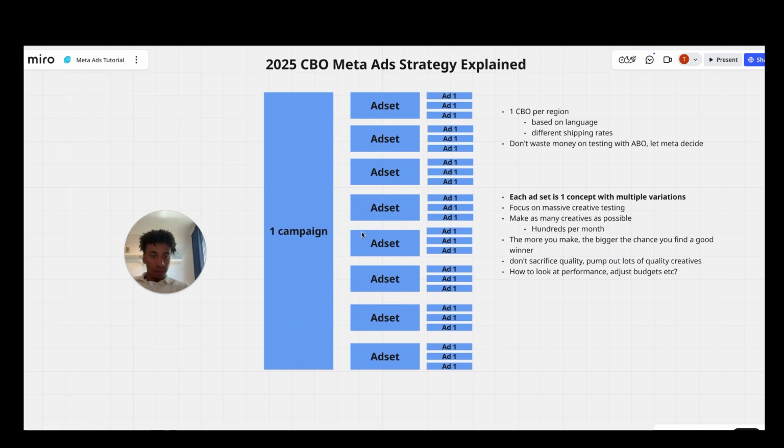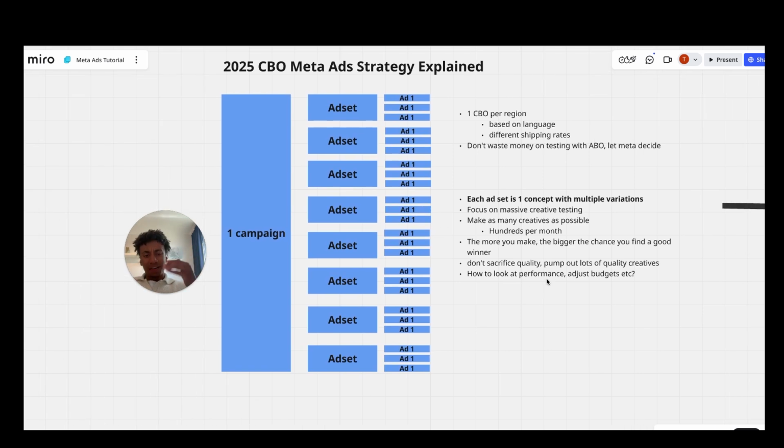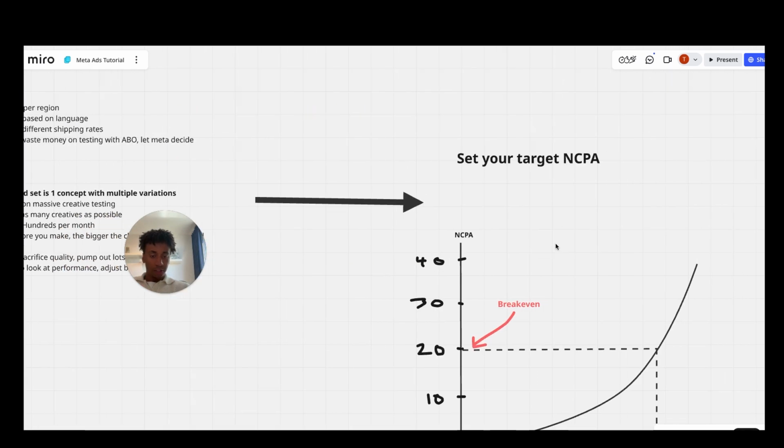That is one CBO with a bunch of ad sets which all have different concepts, and in each concept you have different variations with different hooks or different headlines, and the thing you focus on is just massive creative testing. You just keep introducing new ad sets into this campaign, and you just let Meta do the work. You just let them divide the budget. The only thing you do is add new ad sets, and we're really talking about hundreds per month. And then you understand your target CPA.